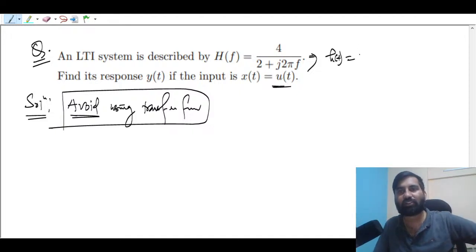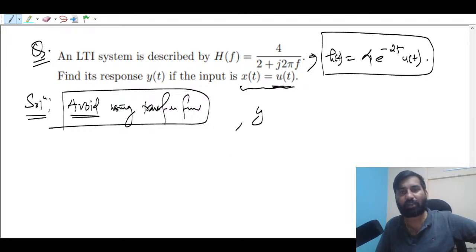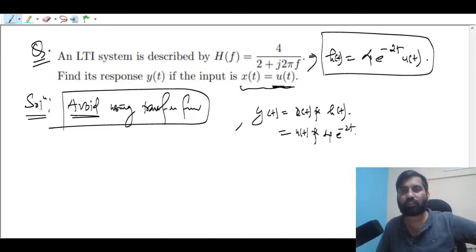s(t) is nothing but, you know, the inverse Fourier transform of this: 4e^(-2t)u(t). Now you have to convolve with this. I mean, you have to find y(t). So what is y(t)? y(t) is nothing but x(t) convolved with h(t). Now here x(t) is nothing but u(t) convolved with 4e^(-2t)u(t).